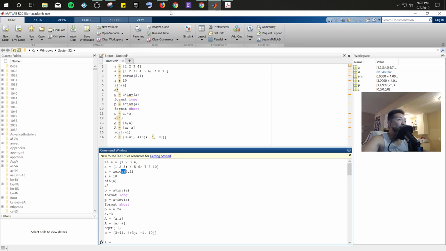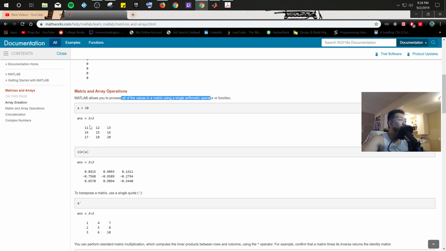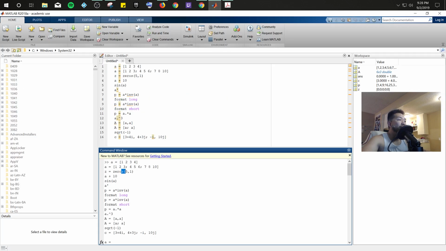And so A plus 10 here, we know that if you create the answer 3 by 3, it processes a single algebraic operator or function. Answer is equal to 3 by 3, 11, 12, 13, 14, 15, 16, and so forth. If that didn't make any sense, here's the output. A is equal to 1, 2, 3, Z is equal to 0, 0. Answer, plus 10, so you just add 10 to each element.